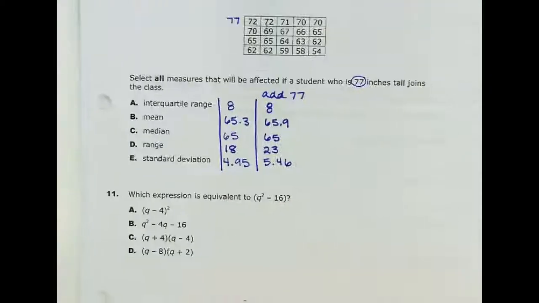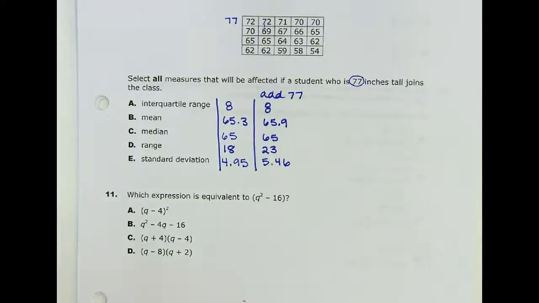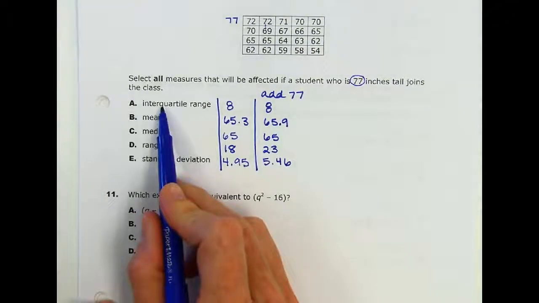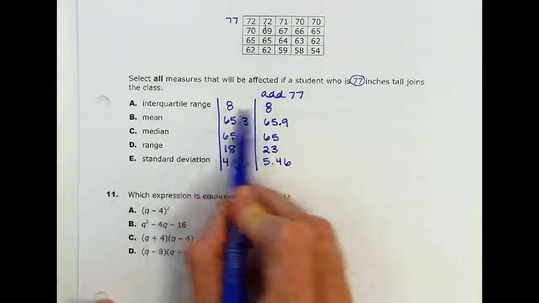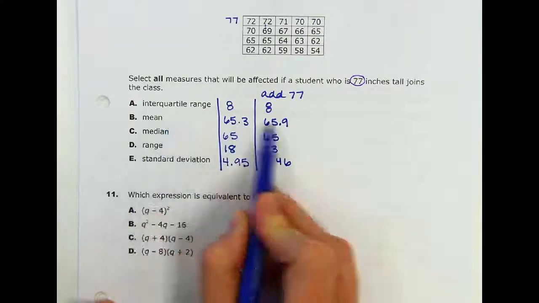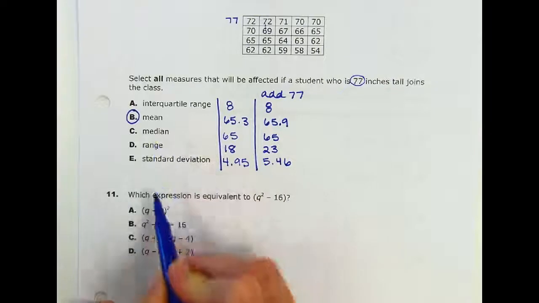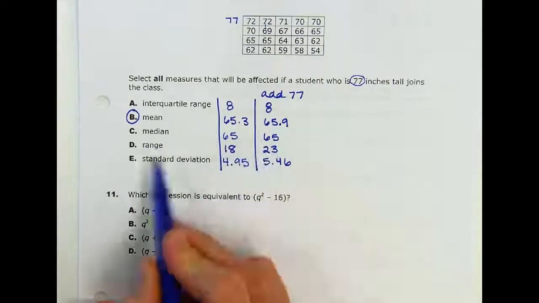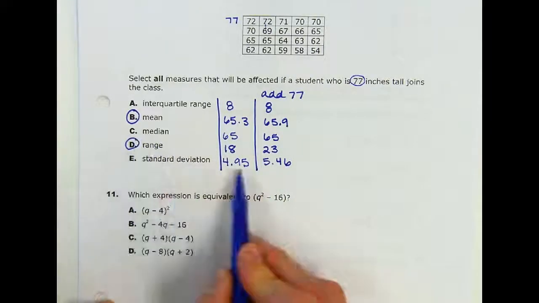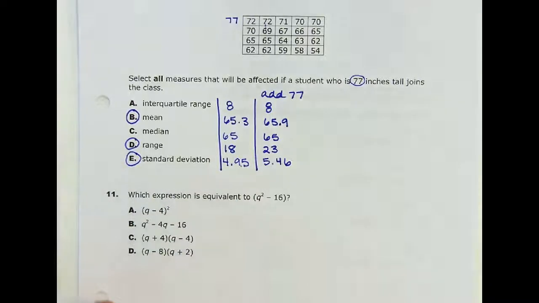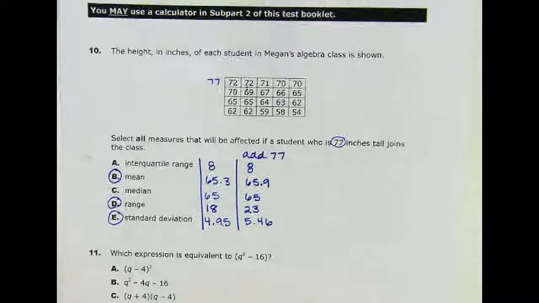So now let's see which measures were affected by adding the 77-inch person to the class. The interquartile range stayed the same, so it is not affected. The mean did change, so it's affected. The median stayed the same. The range changed, and the standard deviation changed. So that's how you would complete number 10.